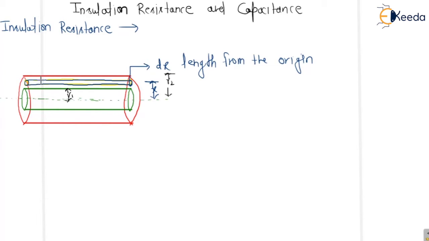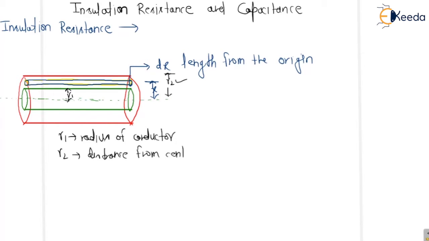Let us assume the whole radius of the cable is R2 from the center, and R1 is the radius of the conductor. R2 is the distance from the center to the sheath.